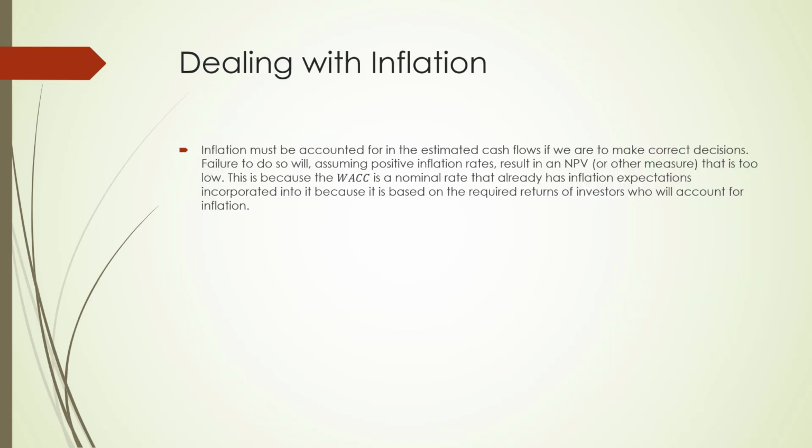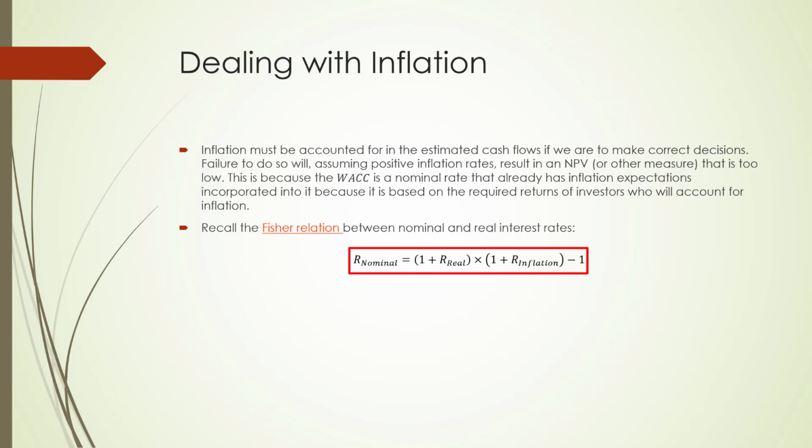Now, we also have to deal with inflation. Generally speaking, inflation is going to be positive, and that means that when we estimate our cash flows, we need to make sure that we build in that positive expected inflation rate. Otherwise, we will understate the cash flows, which means we'll understate the NPV, and we might end up rejecting the project. So recall the Fisher relationship. It says that the nominal rate of return is equal to 1 plus the real rate of return times 1 plus the inflation rate, minus 1.